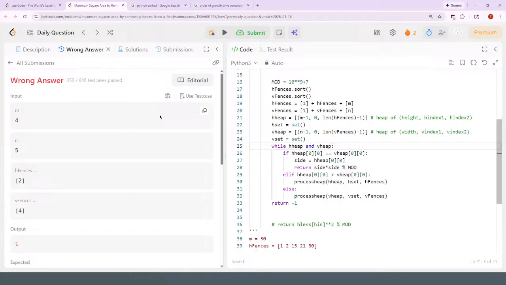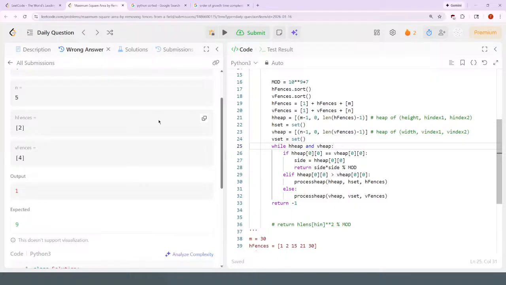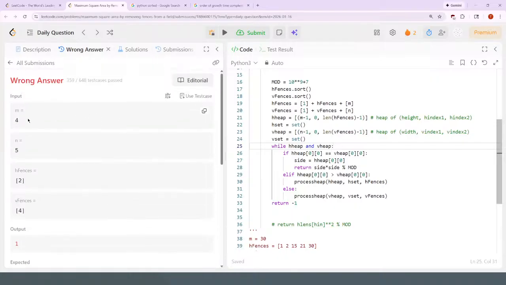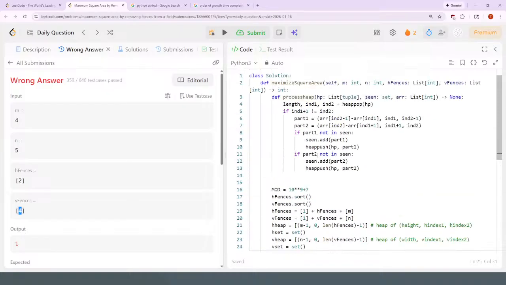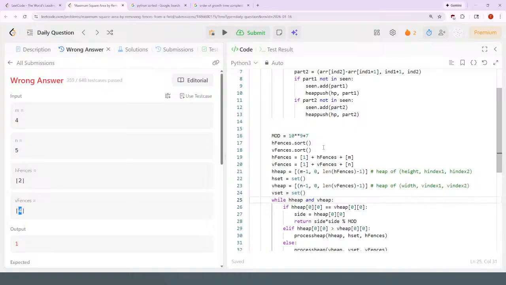Okay, what's going on here? Expected 9, got 1. Interesting. 1, 2, 1, 4 is 9. 1 to 4 is 3. And then 1 to 4 is 3 as well. Huh, interesting. How did it not do that correctly?